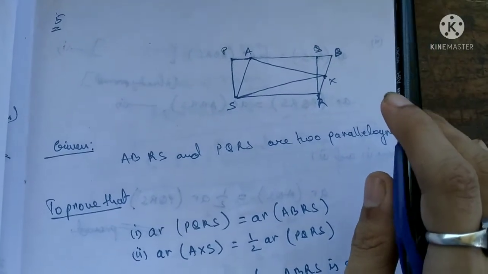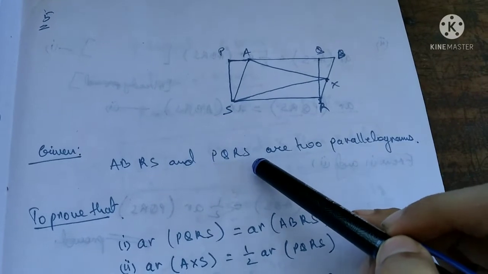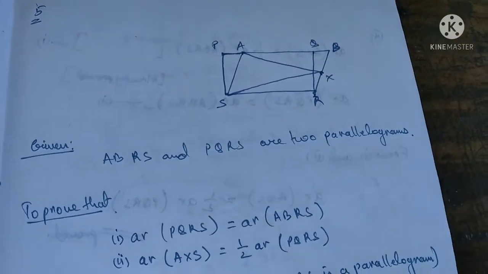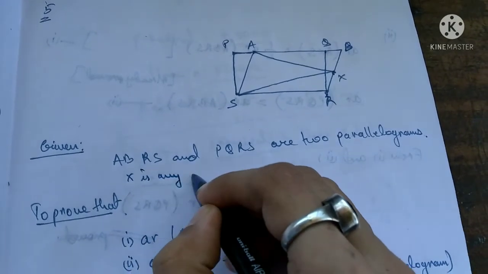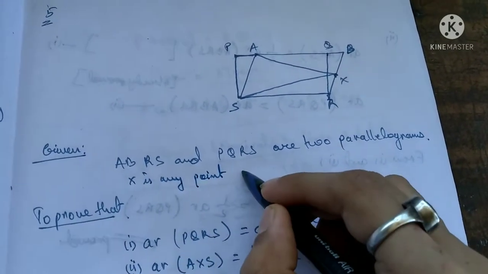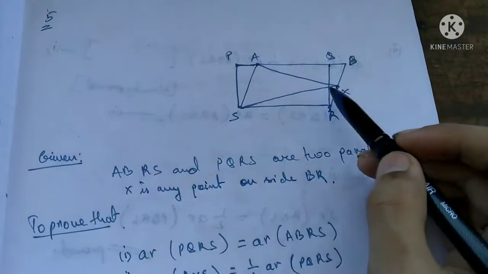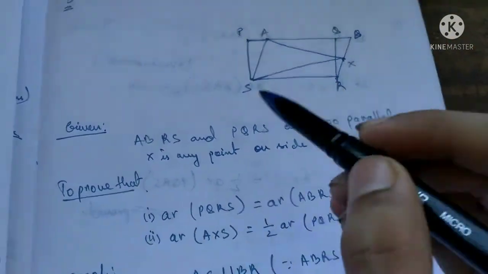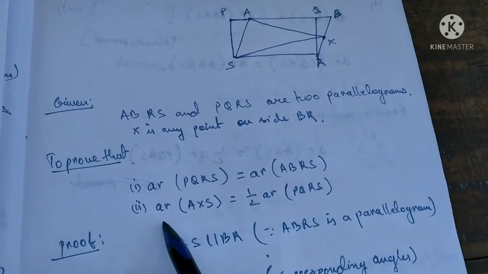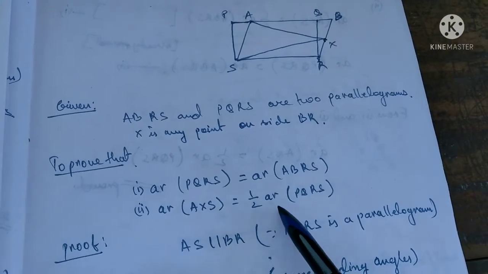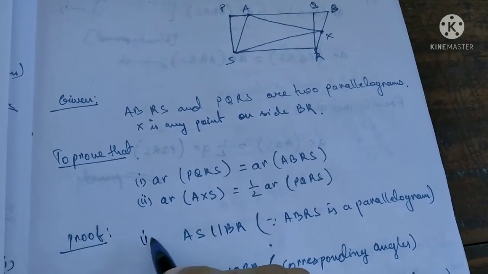In that way also I can do, or in here what I have done, in one diagram only I have drawn it. So this is given: ABRS and PQRS are two parallelograms, and X is any point on side BR. To prove that area of PQRS is equals to area of ABRS, and next area of AXS is equals to half area PQRS. So first I will do the proof. This is the first one I am doing.